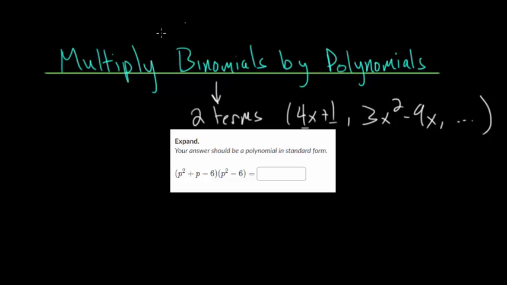So we're going to multiply a binomial by a polynomial. Here you can see a second degree polynomial, specifically a quadratic. And the strategy for this is straightforward, but it can be a little bit messy. So you want to be careful with these problems. And it doesn't matter which one you write first, but I'm going to write the binomial first.